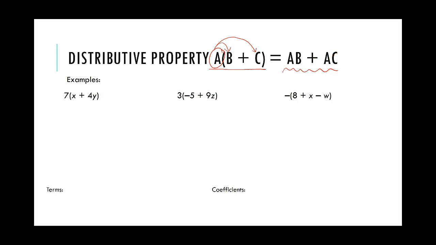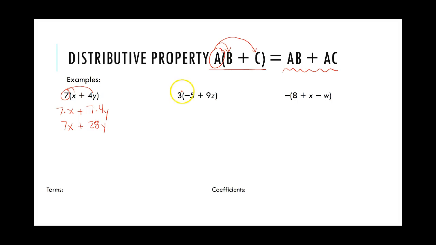So let's look at some examples. So we have 7, and let's distribute it. So the 7 goes with the X, and the 7 goes with the 4Y. Notice I'm just putting the plus because there's a plus sign there. So then that would be 7X plus, and 7 times 4 is 28, and the Y goes with it.